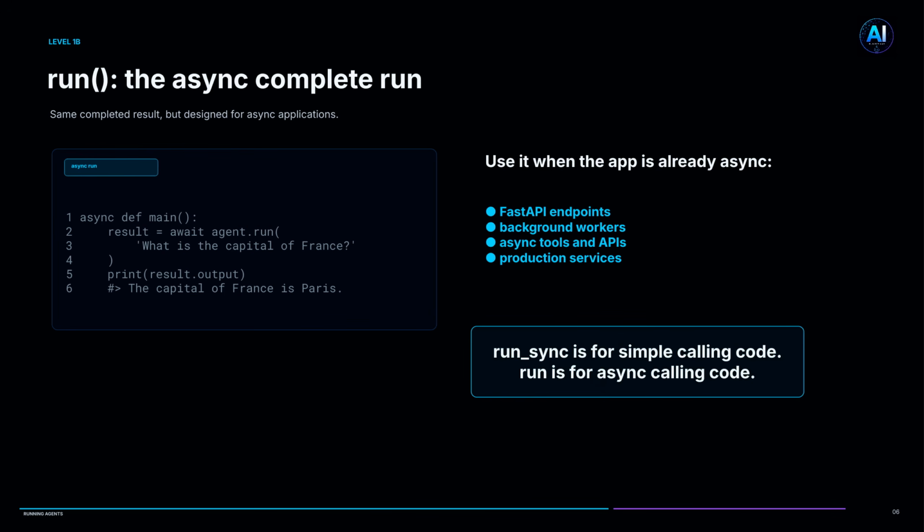The async version, agent.run, does conceptually the same thing as run_sync. You give the agent a prompt and you get a completed result. The difference is the calling environment. If you are inside async Python code, such as a FastAPI endpoint or a background worker, you generally want await agent.run so the event loop keeps working during model and tool calls. This is not a different agent idea. It is the same completed run pattern in an async application shape.